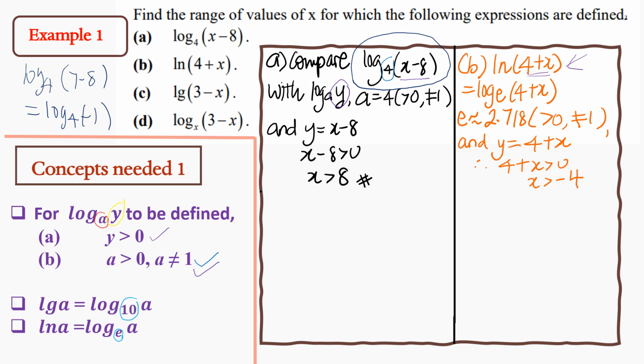Probably you can try parts C and D on your own, and then I'll go through them with you. So you can pause the video here and try C on your own. Right, I'll show you the answer. Likewise, lg is log base 10. So the base is 10, more than 0, not equal to 1. So again, we satisfy this condition. And my 3 minus x must be more than 0.